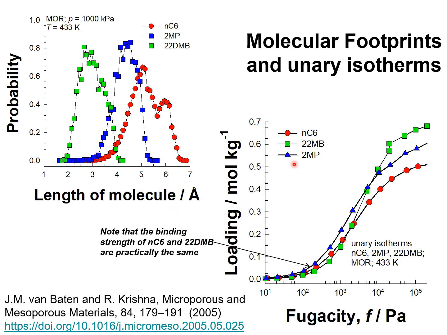Molecular simulations of the unary isotherms are shown here for normal hexane, 2-methylpentane, and 2,2-dimethylbutane, and you will note that at saturation the loading of 2,2-dimethylbutane is higher than that of 2-methylpentane, and the loading of 2-methylpentane is higher than that of normal hexane. The saturation loadings are the inverse of the footprints of the corresponding isomers.